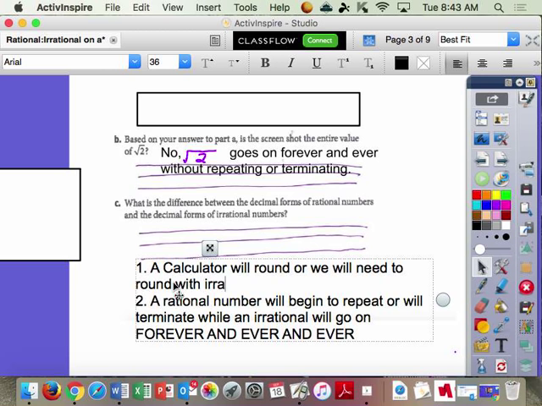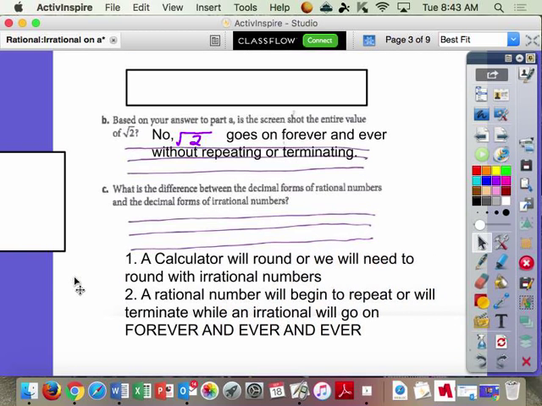A rational number will begin to repeat or will terminate, while an irrational will go on forever and ever. Okay? So take a minute, pause, write that down.